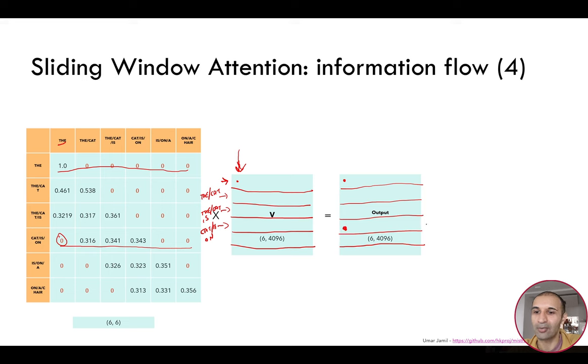So it will for sure depend on the word "the", because it's included in the second token we are multiplying it with. It for sure will include information about the word "cat" because it's included in this token as well. For sure it will include information about "is" because it's included in the second value we are multiplying it with. And for sure it will include the token "on" because it's present in the fourth token of the V matrix with which we are multiplying it, because this value is not zero.